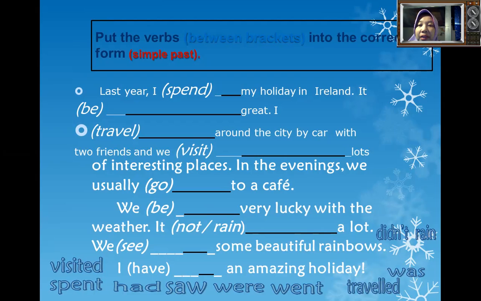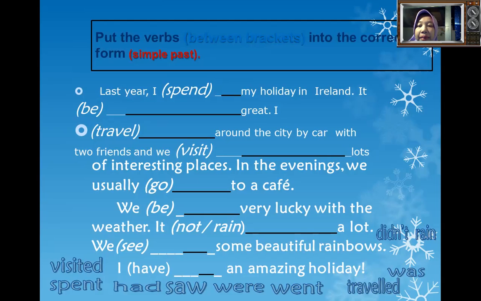I traveled around the city by car with two friends and we visited lots of interesting places. The word visit becomes visited. In the evenings, we usually went to a cafe. Go becomes went. We were very lucky with the weather. Be here must be filled with, yes, you're right, were.